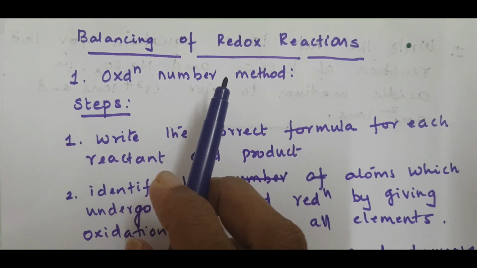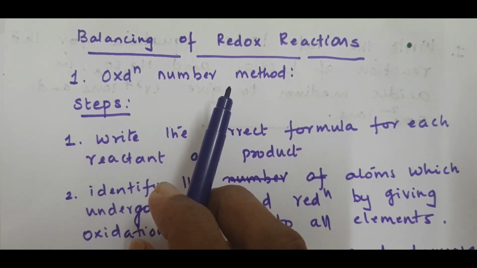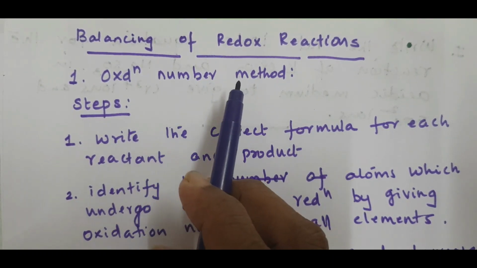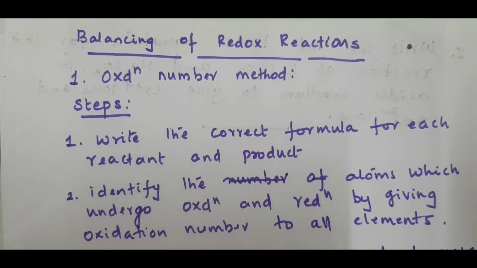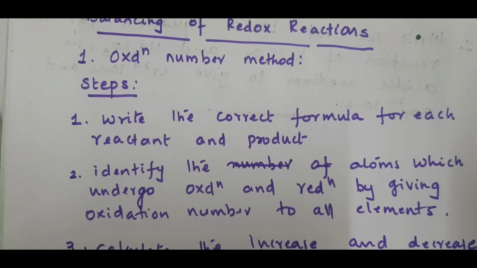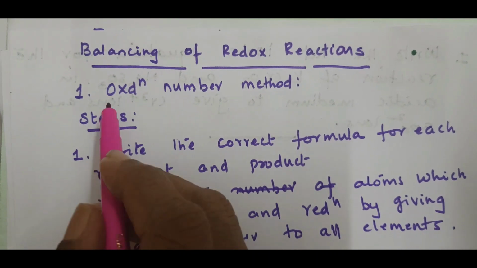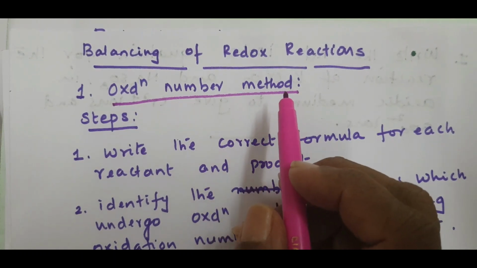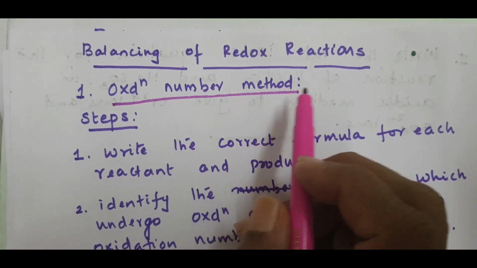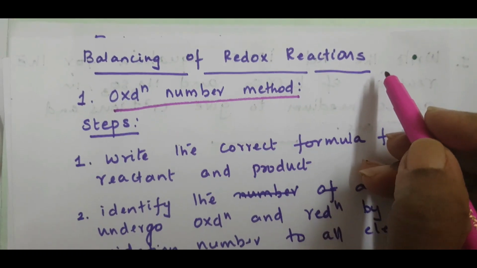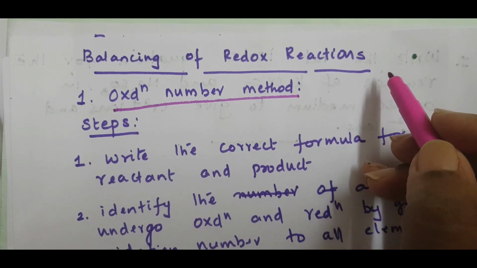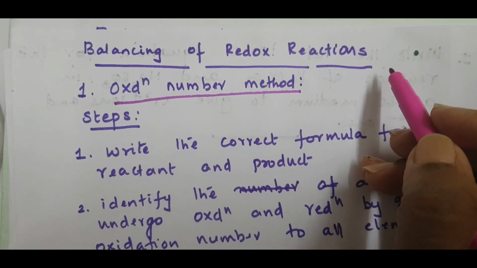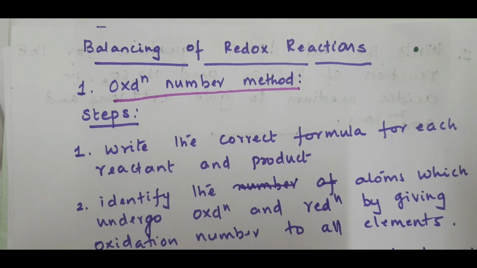Okay. So in balancing a redox reaction, you have to study only two methods. The first one is the oxidation number method and the second is the half reaction method. So two methods you have to study for balancing the redox reaction. First we will see the oxidation number method.